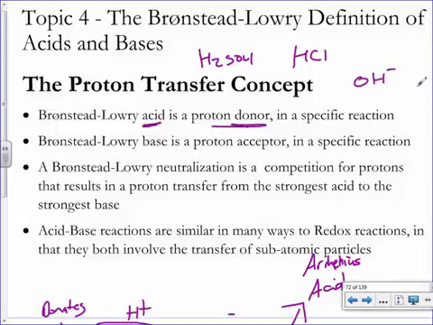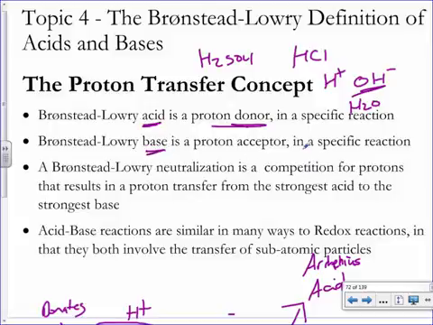OH minus. Does it have a proton to give away? Not so much. But you know what OH minus would be great at doing? Taking a proton. Because what happens if you added an H plus to an OH minus? What would you make? Water. Which explains why OH minus is actually a base, because it likes to take protons.